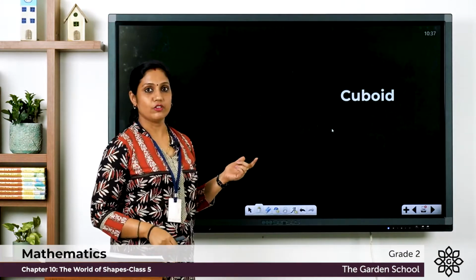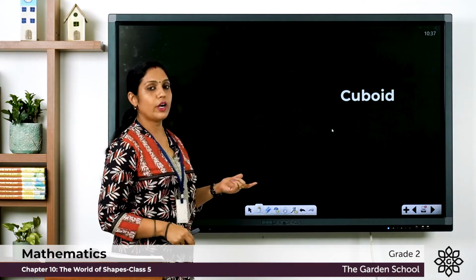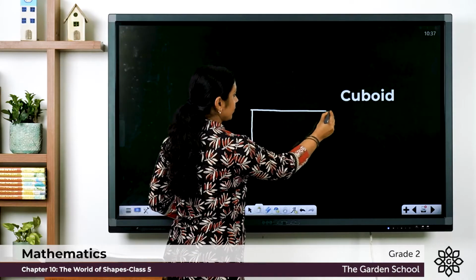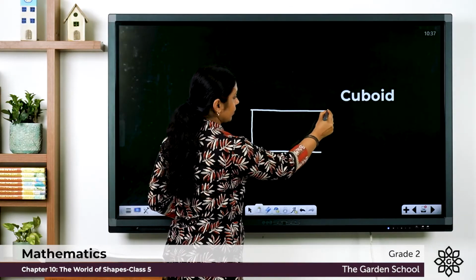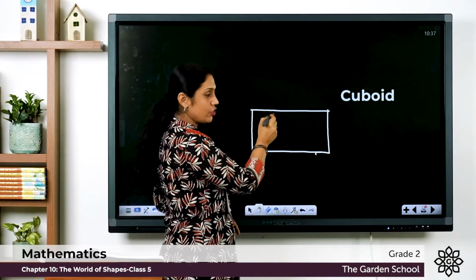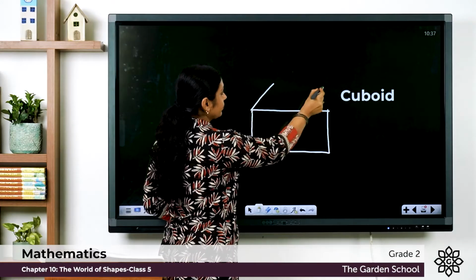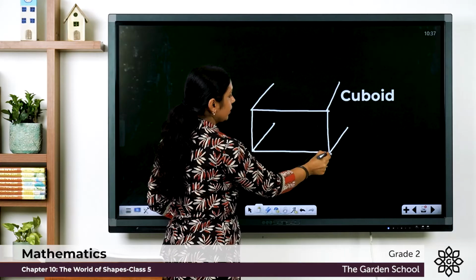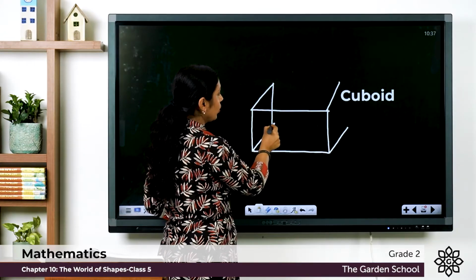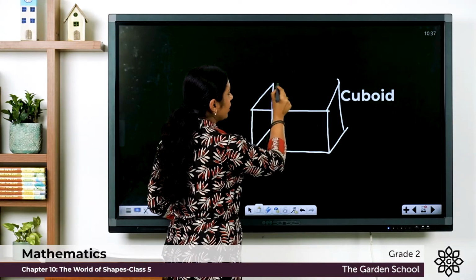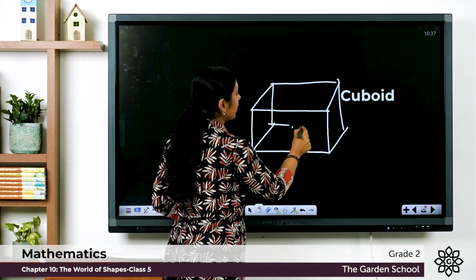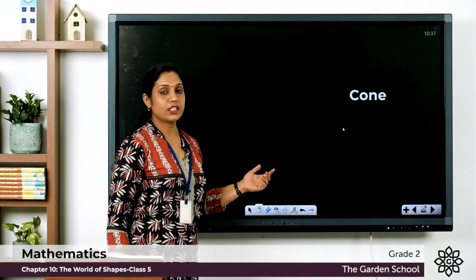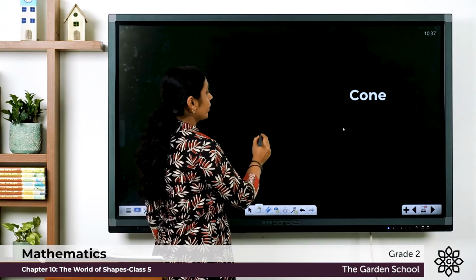Next, let's learn how to draw a cuboid. For drawing a cuboid, first you have to draw a rectangle. And from the 4 corners, draw a slanting line. And then join them using vertical lines. And here draw a horizontal line. You get a cuboid.